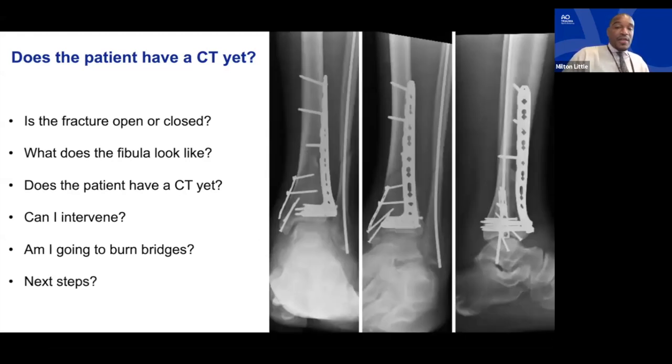And so for this patient, we went back through an anterior lateral approach and were able to do the final definitive management for this patient.